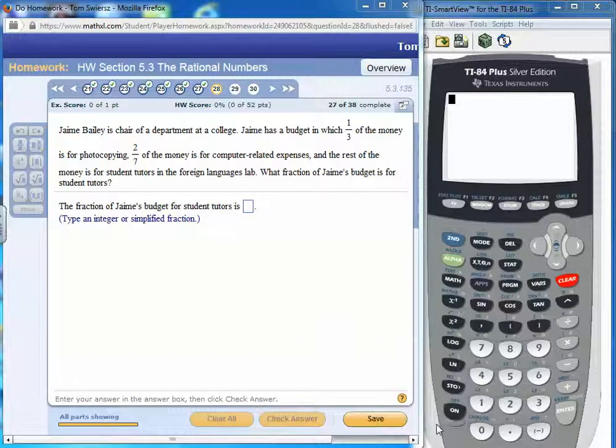We're going to do some homework exercises from section 5.3. We're going to go ahead and start with number 28. Number 28 states that James Bailey is the chair of a department of a college.